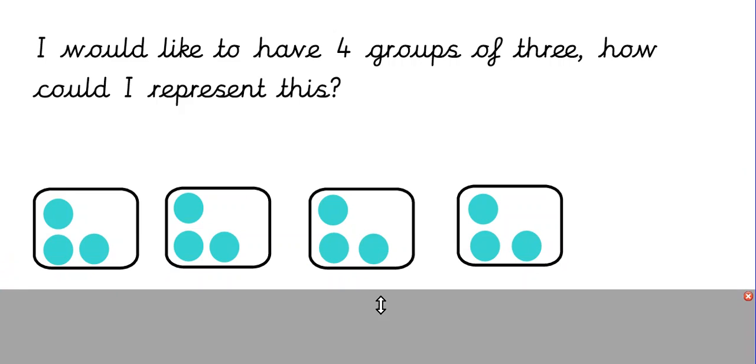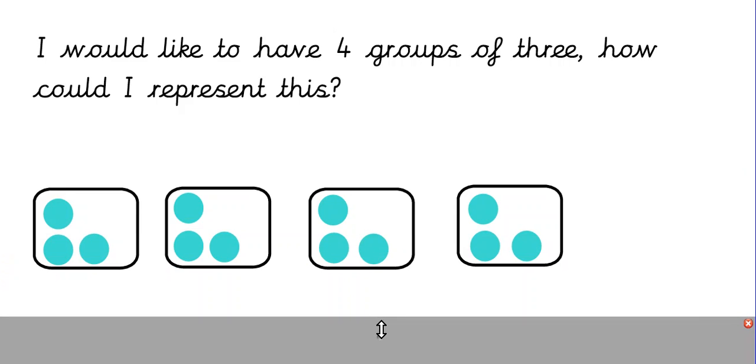Okay, so this time I've done it in the same way. So I've done 4 squares, and within each of those squares I've drawn 3 circles. Okay, so I've got 4 groups with 3 in each group. You might have drawn blocks, you might have done a tally. There are lots of different ways that you could represent 4 groups of 3. You might have drawn lollipops, you might have drawn flowers. Completely up to you.